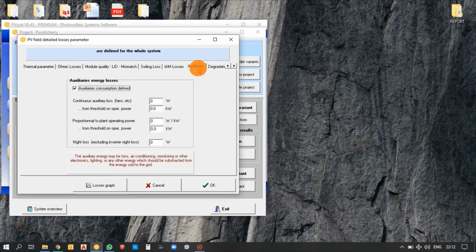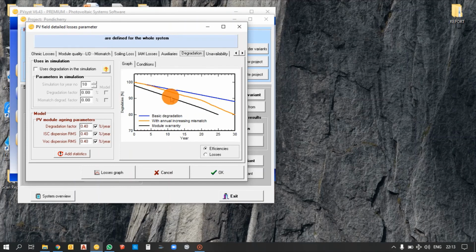And moving to auxiliary losses. Auxiliary losses will be taken by default from PVsyst. It is nothing but the auxiliary power consumption, taking an example of inverter consumption at night. This will be taken into auxiliary energy losses. And going for degradation, these degradation factors will be taken by default from PVsyst, so you need not change any data. Depending upon the PAN file and the file you provided, PVsyst will take its defaults from the PAN file.